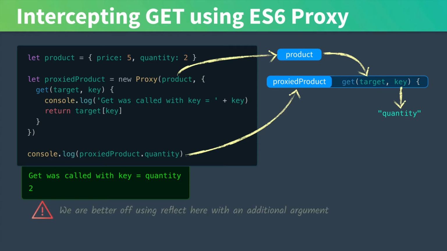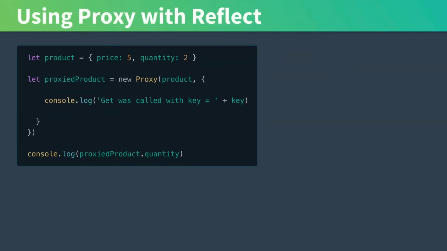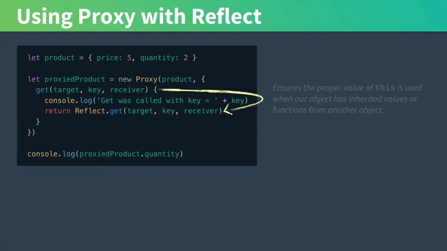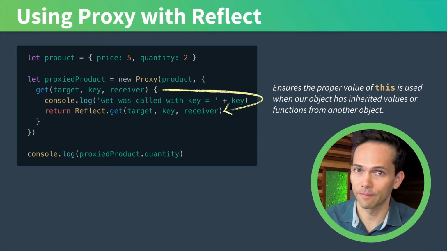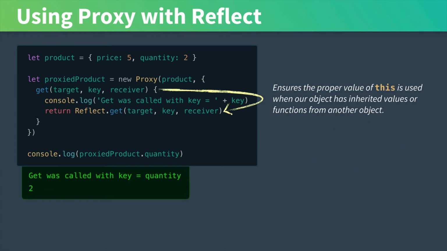Here is where Reflect comes in. Using Proxy with Reflect, we now have an additional parameter called receiver, which we will pass into our Reflect call, which ensures the proper value of this is used when our object has inherited values or functions from another object. This will avoid some reactivity caveats we used to have in Vue 2. And this will print out the same as before.